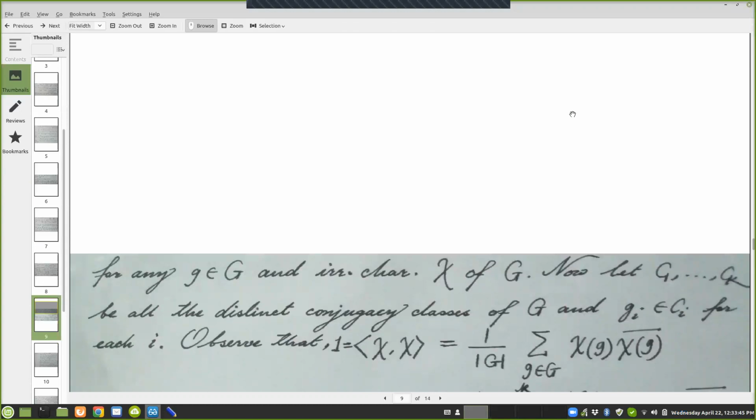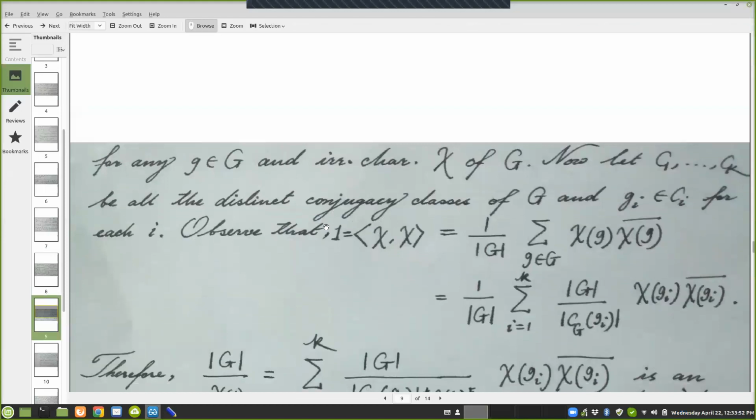So what we will do is we'll first label the conjugacy classes of the group G. Let's label them as C1 to Ck. So these are all distinct conjugacy classes. We then take a representative from each of these classes. Let's label them as g_i's.